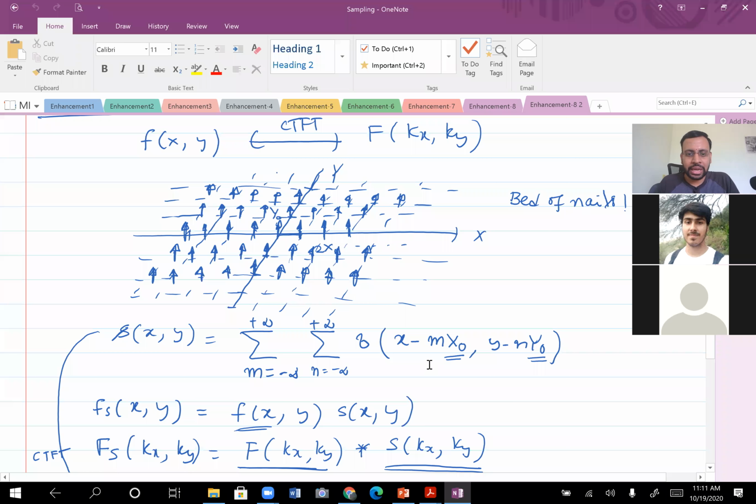Okay, and then, by the way, what is it that has an influence on what should be the values of the sampling rates in the x and y directions? What is it that has an influence on deciding what should be the x0 value and y0 value?